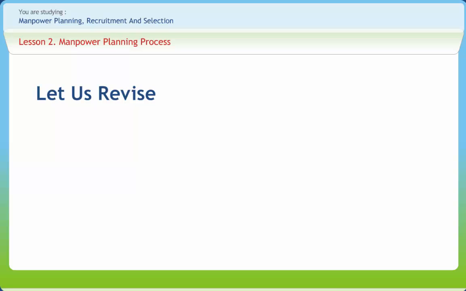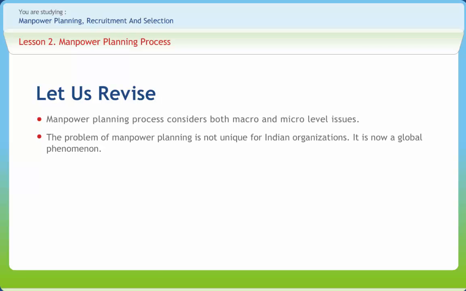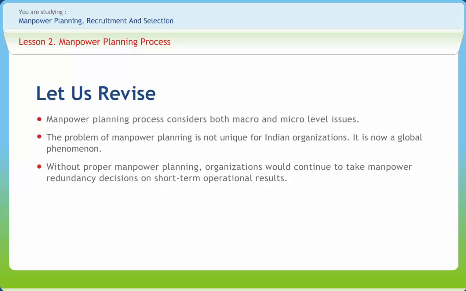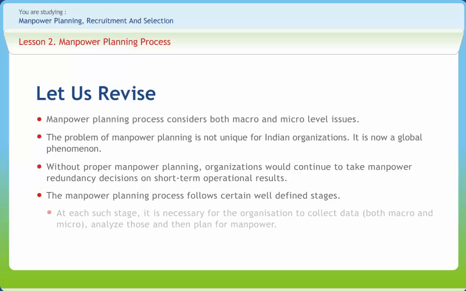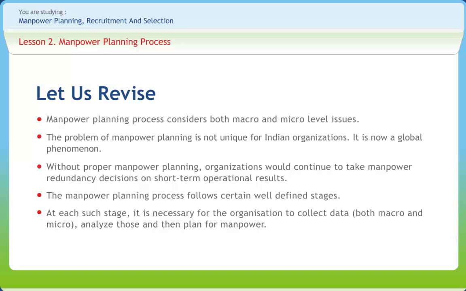Before we end, let us briefly revise what we have studied so far. Manpower planning process considers both macro and micro level issues. The problem of manpower planning is not unique for Indian organizations. It is now a global phenomenon. Without proper manpower planning, organizations would continue to take manpower redundancy decisions on short-term operational results. The manpower planning process follows certain well-defined stages. At each such stage, it is necessary for the organization to collect data, both macro and micro, analyze those, and then plan for manpower.